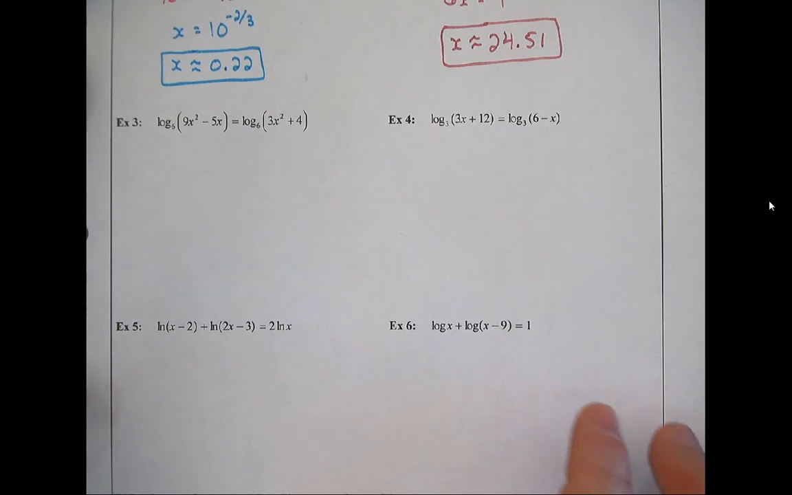Looking at example 3, what's the messiest thing on the left-hand side? Log base 6. What's the messiest thing on the right-hand side? Log base 6. So what we can do is just kill that off right away. I'm going to the right off the bat. So what kills log base 6 is 6 to the.